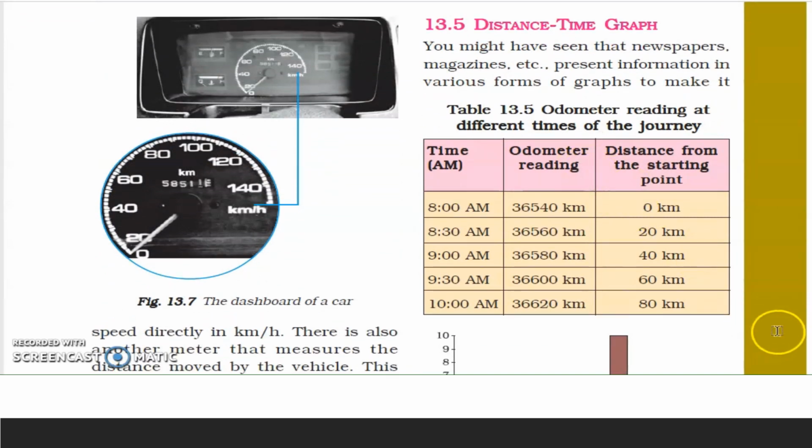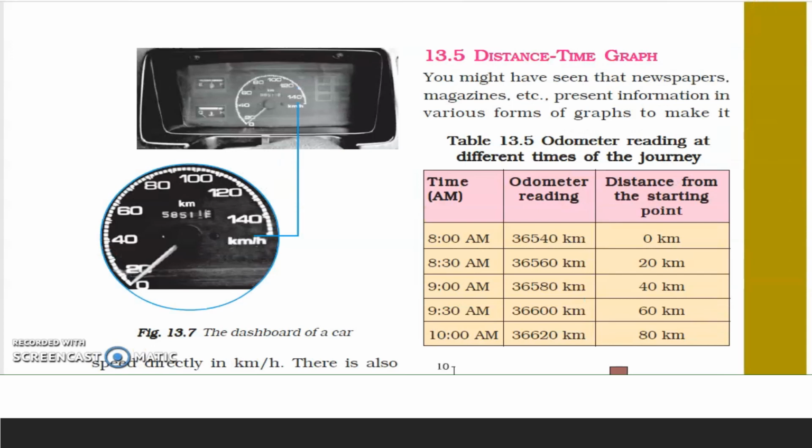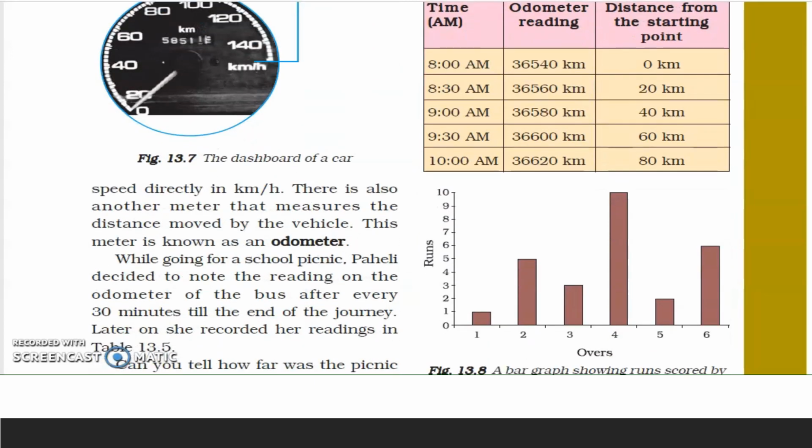Now we will come to the distance time graph. We need to plot distance and time to show what the speed of a car is, and what distance is covered by a car or any vehicle in a given time, right? Here is another important point for you: speed is measured by a speedometer and distance covered is measured by an odometer.